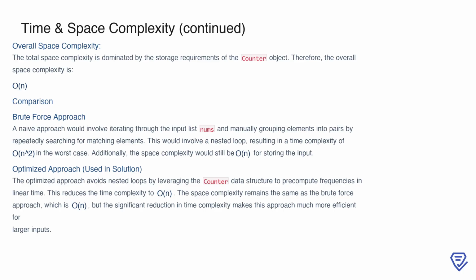However, the optimized approach used in the solution avoids this inefficiency by leveraging the Counter data structure to pre-compute frequencies in linear time, reducing the time complexity to O(n). Although the space complexity remains O(n) in both methods, the drastic reduction in time complexity makes the optimized approach significantly more efficient, especially for larger input sizes.